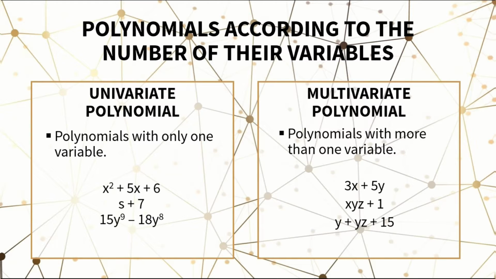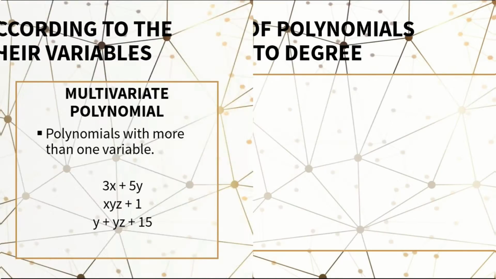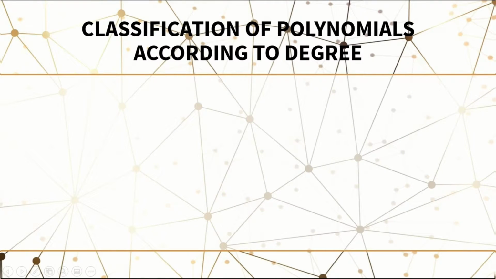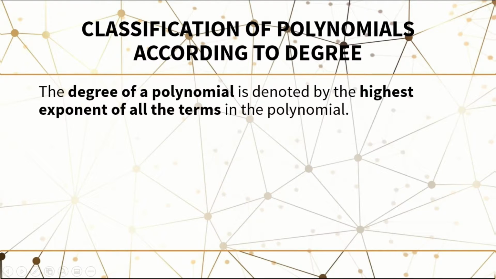So, bakit natin kailangan malaman ito? Magamit kasi natin ito sa paghahanap ng degrees of the term of a polynomial. Now, classification of polynomials according to degree. So, ano nga ba pag sinabi nating degree? The degree of a polynomial is denoted by the highest exponent of all the terms in the polynomial. So, kung alin yung may highest exponent dun sa lahat ng terms sa polynomial, yun yung magiging degree niya.